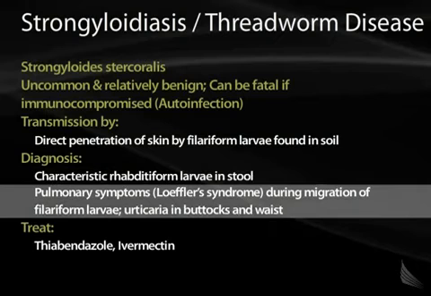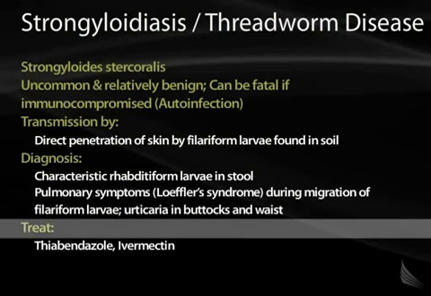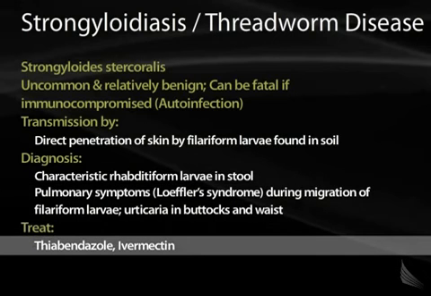The diagnosis is characteristic rhabditiform larvae in the stool. Again, you can get a Loeffler syndrome, where you get pulmonary symptoms during migration of the filariform larvae. You get urticaria in the buttocks and the waist. Treatment is different for Strongyloides. It's thiabendazole or ivermectin.